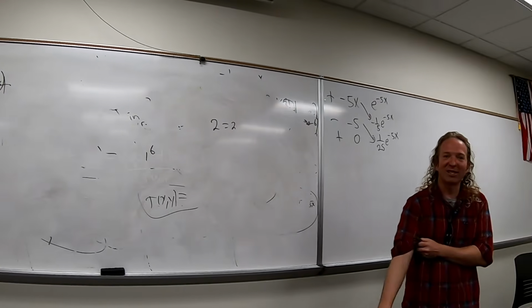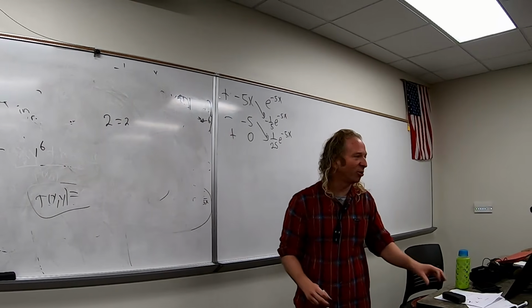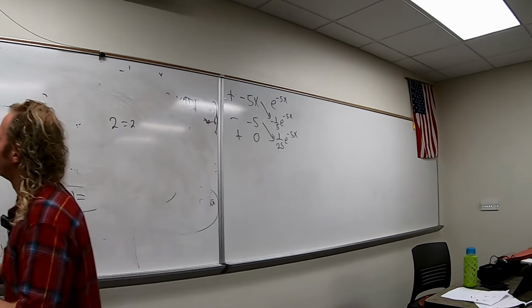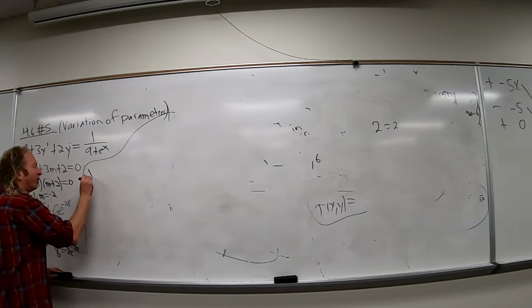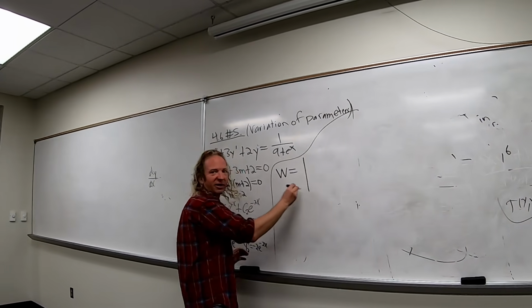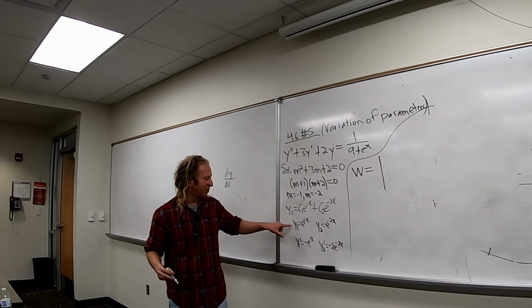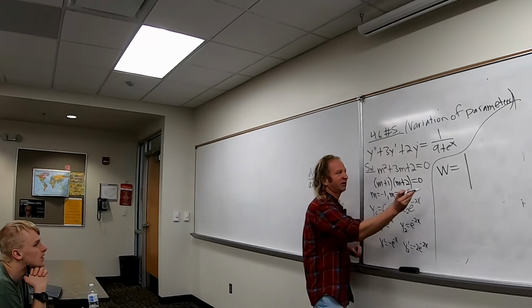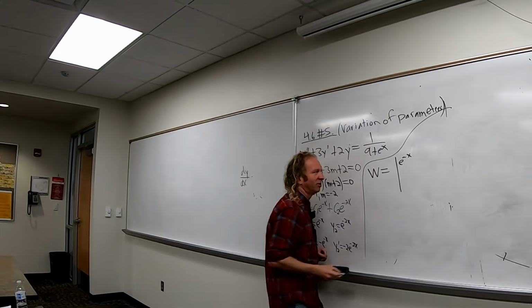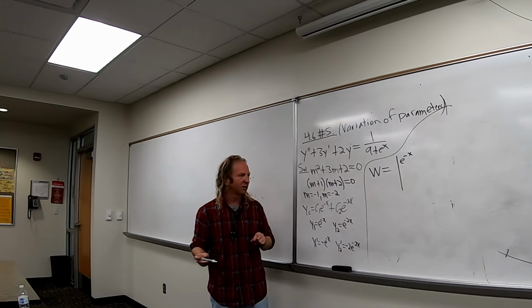So now you have to find the Wronskians. You have to find W, W1, W2, all of that stuff. So W is the determinant of, and then it's just this: the Wronskian of y1 and y2, e to the negative x and e to the negative 2x.